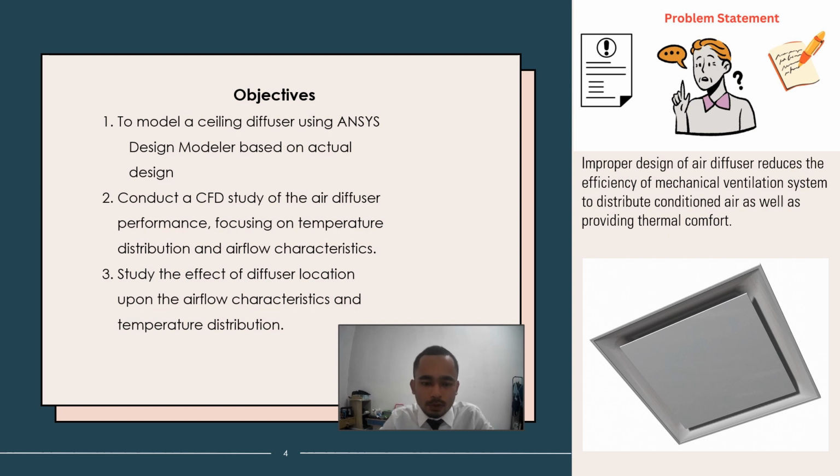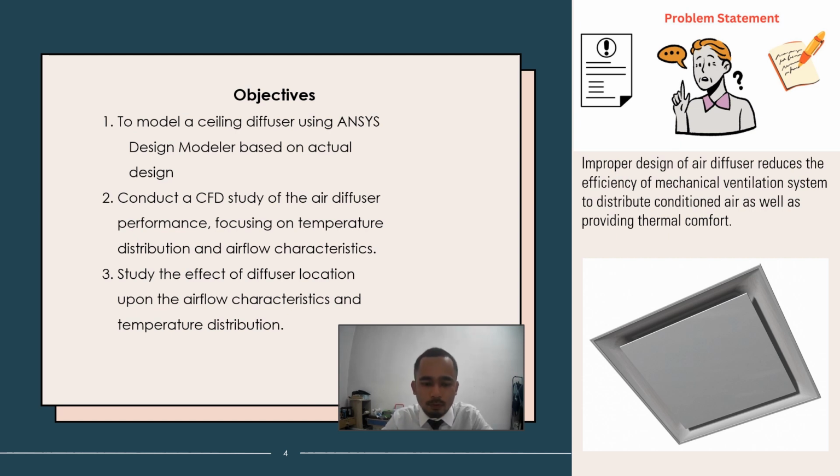The next objective is to conduct a CFD study of the air diffuser performance, and this study will be focusing on temperature distribution and airflow characteristic. For the airflow characteristic, to be more specific, it will be focusing on air velocity profile and the turbulence kinetic energy produced by the diffuser. So we will see how this type of design of diffuser will affect the velocity profile in the room, and also the turbulence that occurs in the room.